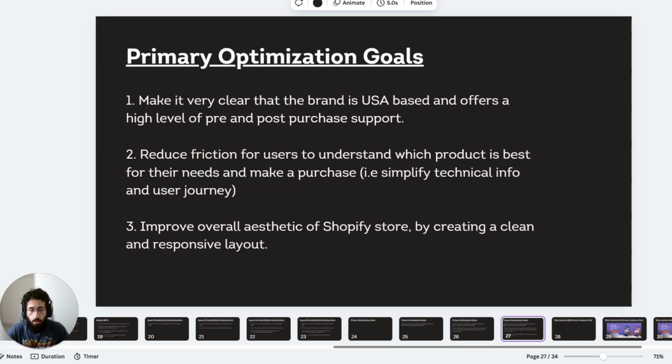And then we also wanted to improve the overall aesthetics of the Shopify store and create a much cleaner, much more responsive layout that looked really good, not just on desktop but also on mobile as well.